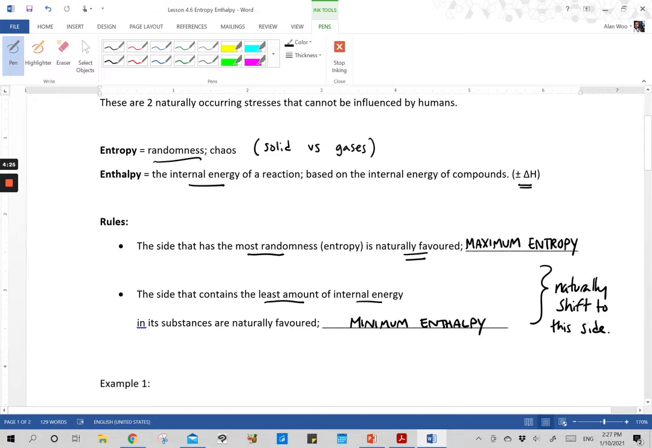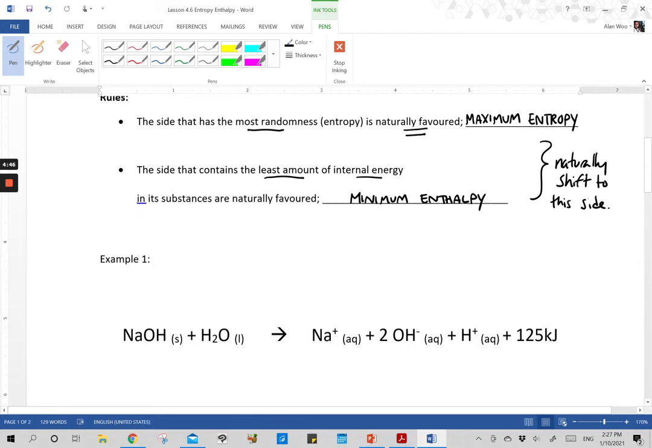And because we can't control the amount of randomness, since it just depends on the state of the reactants and products, and we can't really control the amount of internal energy or enthalpy, these are two factors that humans cannot influence. So if we can't influence it, we have to figure out what side it will naturally shift towards whenever we make any kind of change.